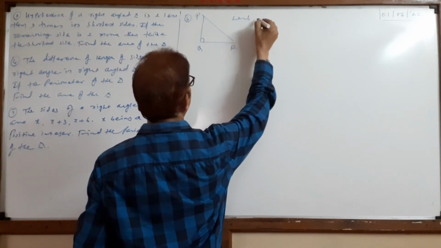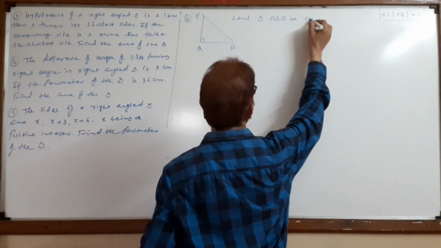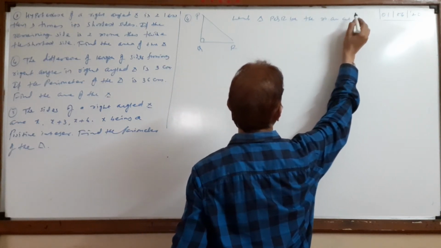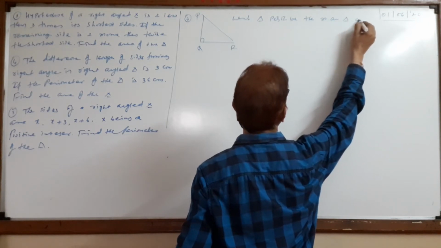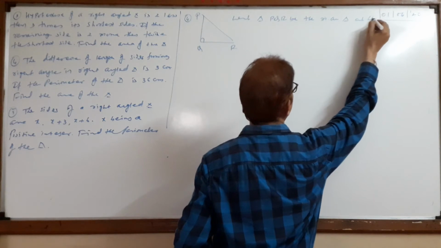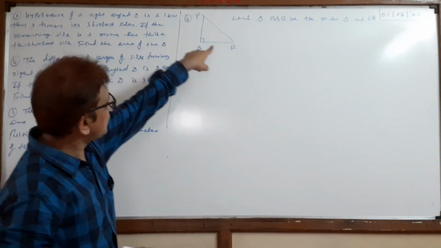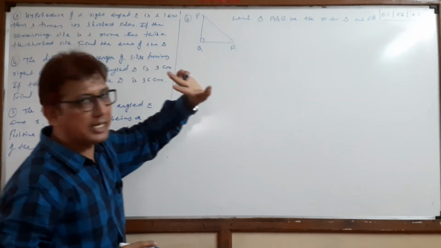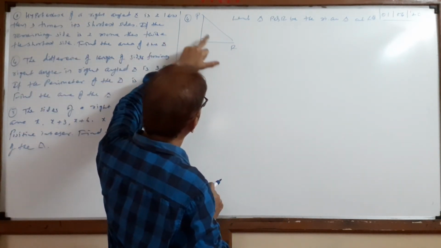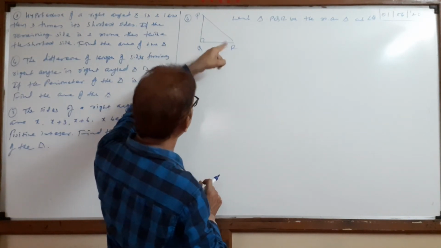Let triangle PQR be the right angle at Q. Okay, at angle Q. Is that clear? Okay, let PQR be the right angle triangle at the angle Q. Okay, this is PQ and QR forming the right angle because the right angle is at Q. Okay, PR is the hypotenuse.